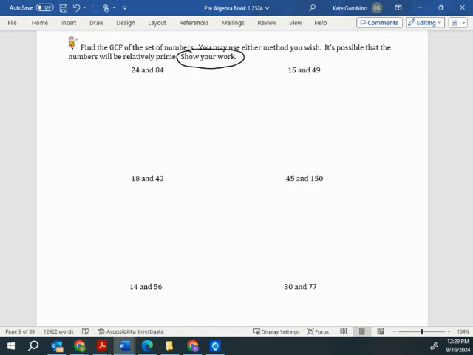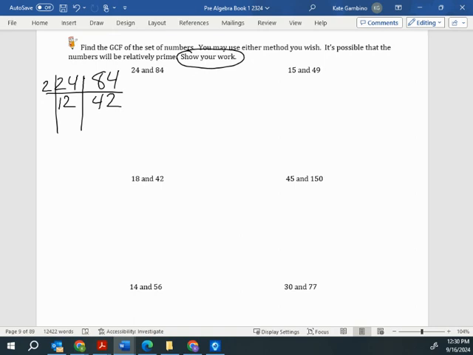Let's do the first one first together. 24 and 84. Which method should I use? You want to do the table? Okay. So I'll do the table. 24 and 84. What number can I pull out of 24 and 84? Tyler? 2. They're both even numbers, I know I can pull a 2 out. 24 divided by 2 is 12. 84 divided by 2 is 42.